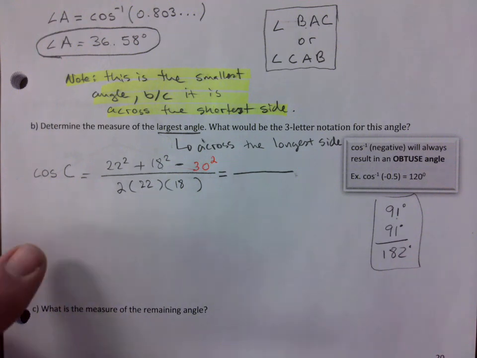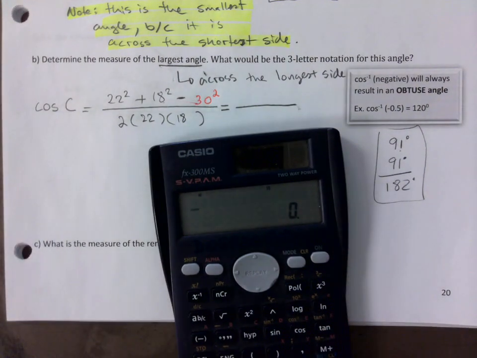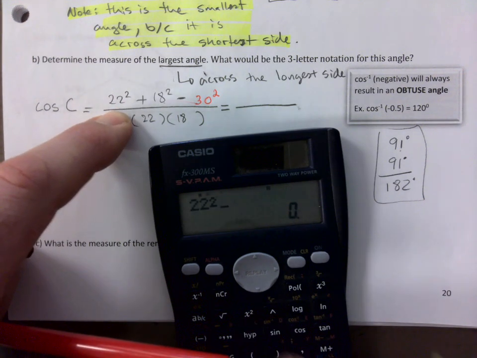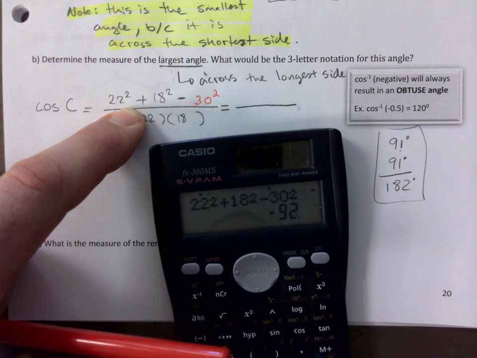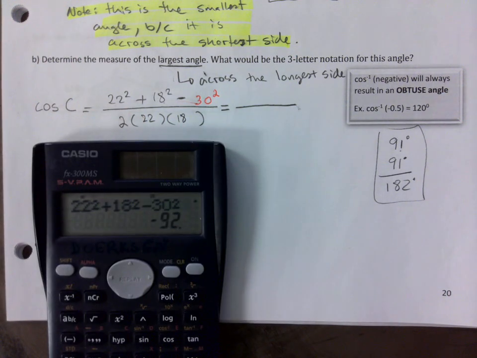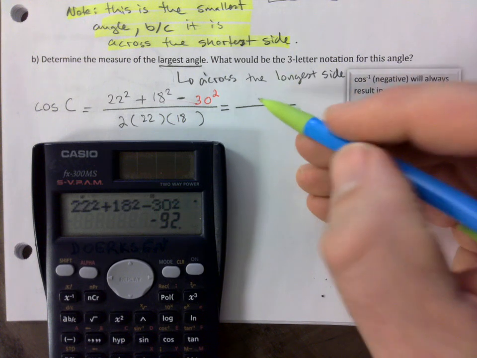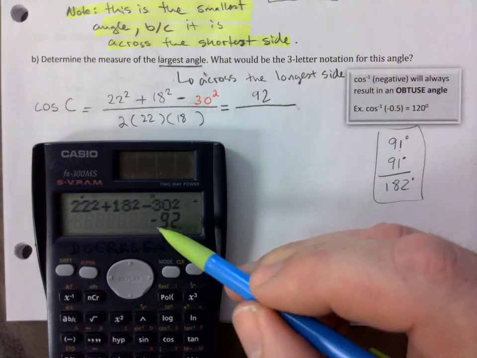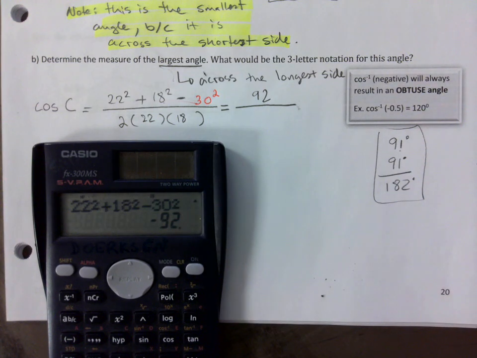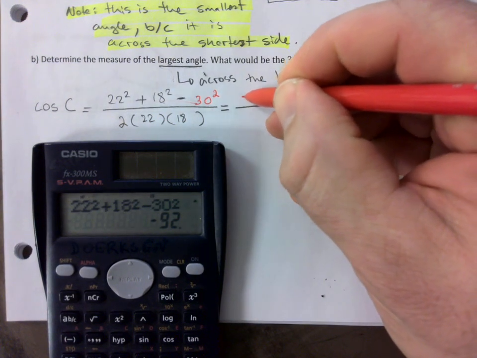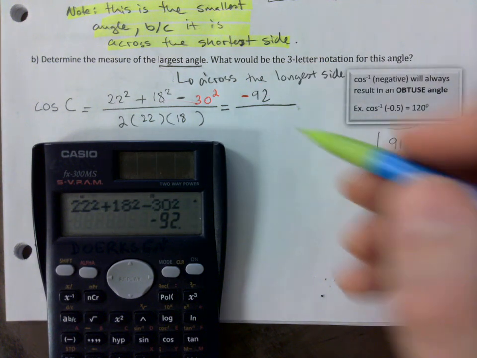There's something unique about cosine law that you will have to worry about with sine law. So let's do this. 22 squared plus 18 squared minus 30 squared. What do you get? Don't just tell me 92. This is what happens a lot. Oh, it's 92. I wonder what that negative is in front of there. But I don't like it, so I'm just going to ignore it. Don't ignore it, okay? Use a different color even. That is going to tell us something.